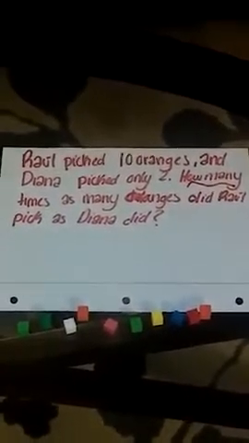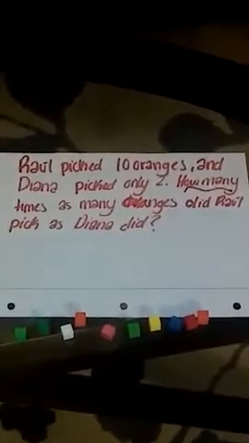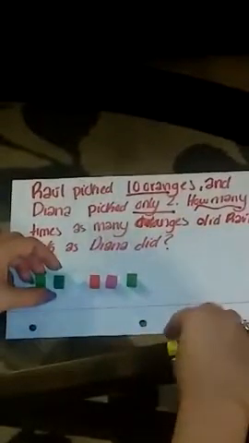Raul picked 10 oranges, and Diana picked only 2. How many times as many oranges did Raul pick as Diana did? So Raul picked 10, and Diana only picked 2. So let's go ahead and put 10 color cubes in a linear pattern. 1, 2, 3, 4, 5, 6, 7, 8, 9, 10.